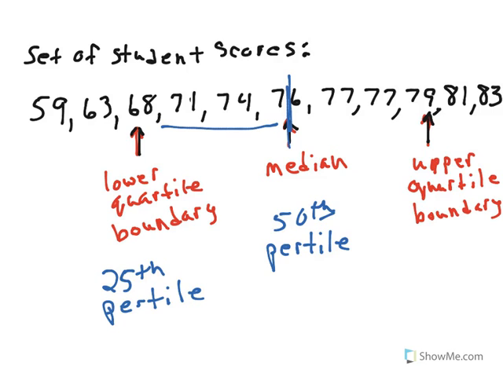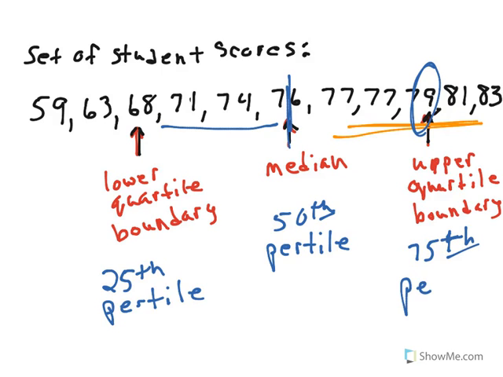And our upper boundary, or the upper quartile boundary, is our 75th. That's this one here. 75th percentile.